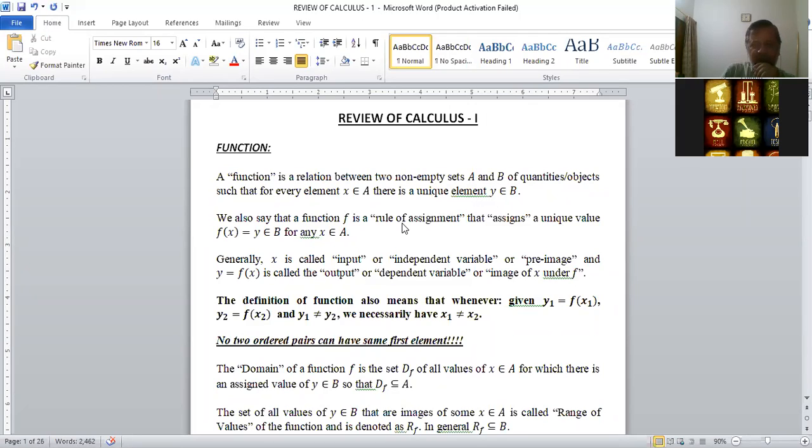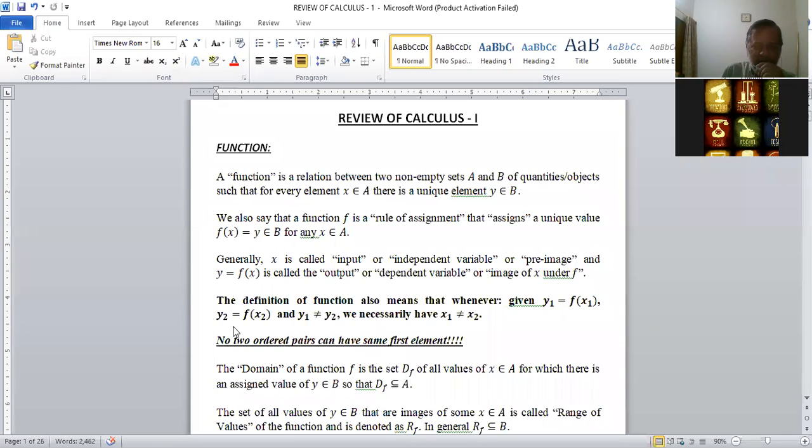We also say that a function is a rule of assignment, and that assigns a unique value f(x) that we call y in the second set for any x that we have in A. Generally, x is input and y is output. We also use the terms independent variable or pre-image for x, and dependent variable and image of x under f. So these are terminologies that you may be familiar with, and if not, we are discussing it for the first time, and may visit these properties again and again.